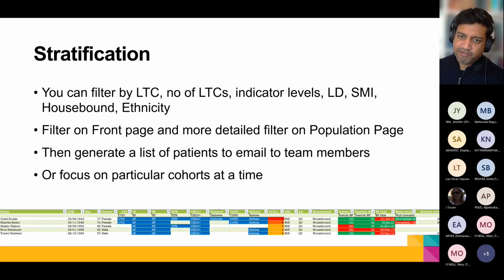So you can do the stratification from that front page. You can also do it from the population view. The population view has much more to look at to stratify with using those drop-down lists at the top of the columns. And you can select by just whether they've got entries in there or ranges or dates, etc. You can then generate this list, which you can export using Accurix, or if you want to just using the normal Excel ways, and it allows you then to focus on your particular cohorts at a time.